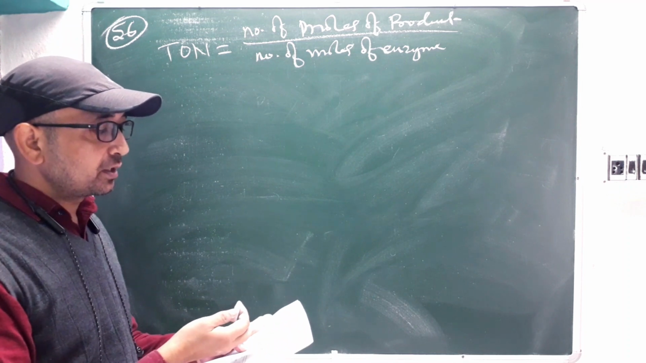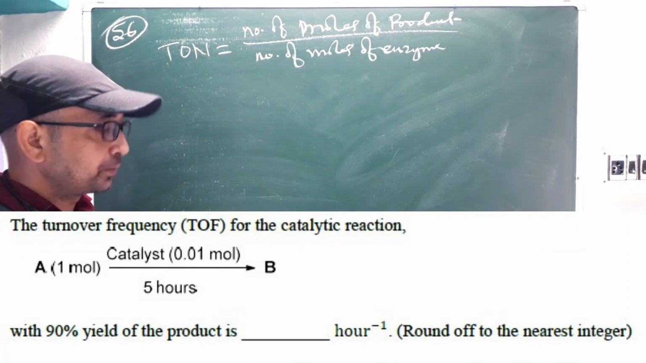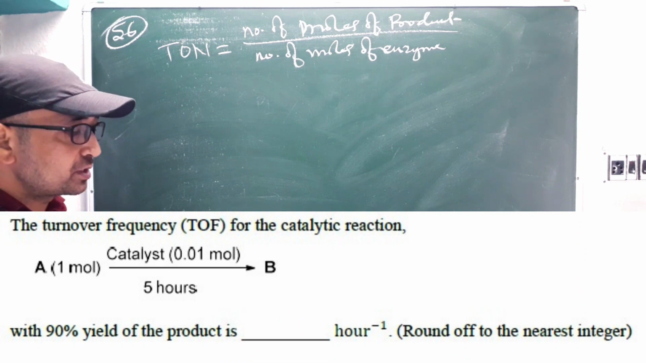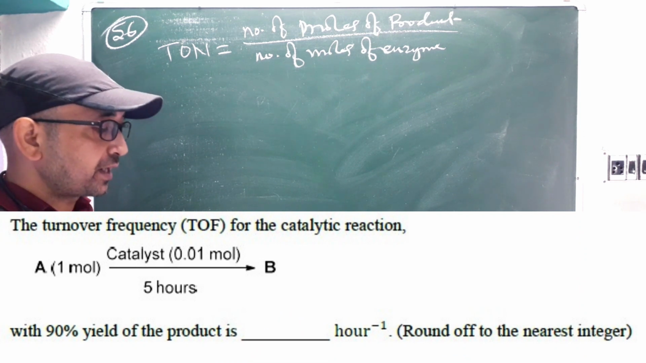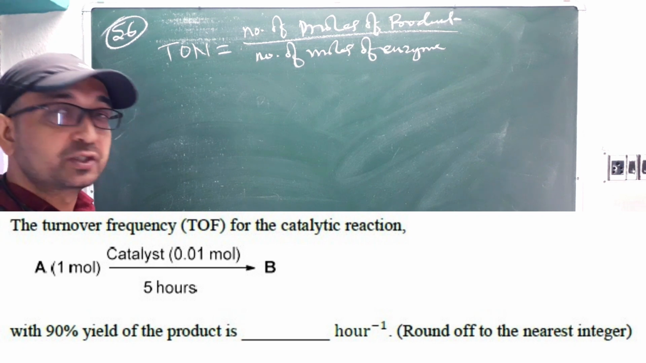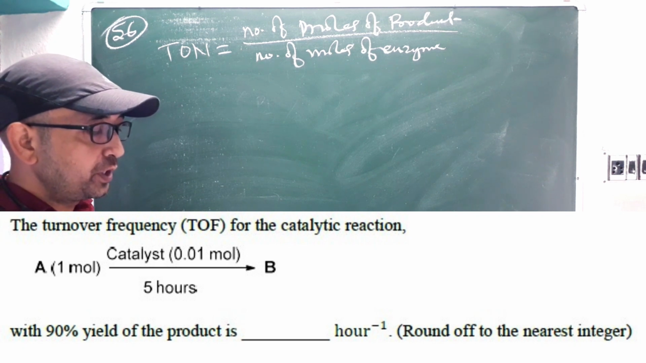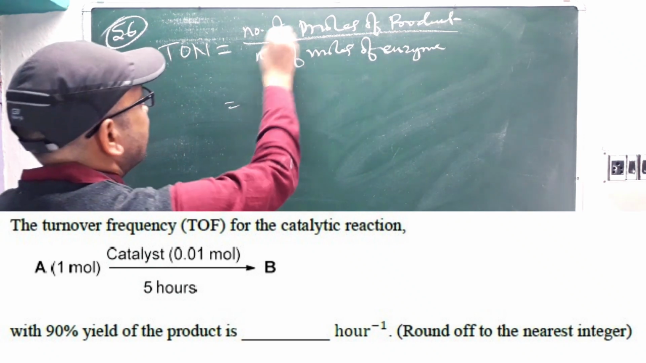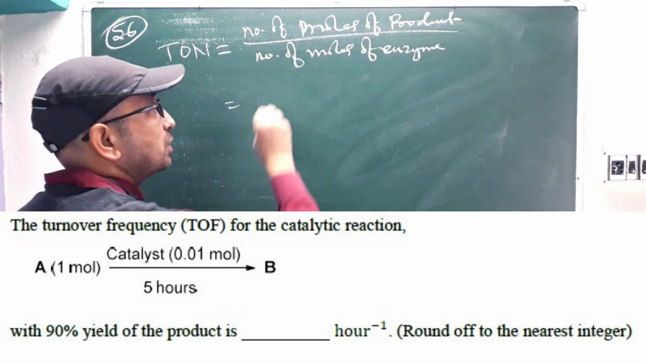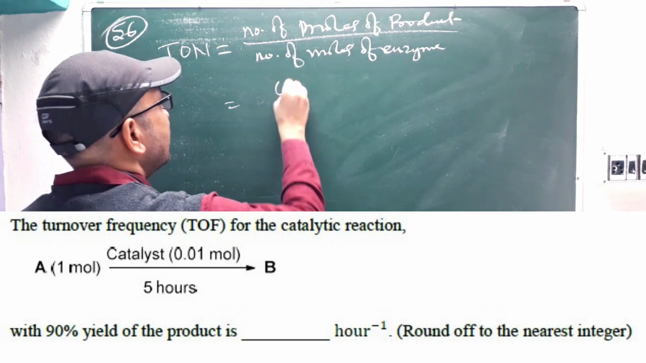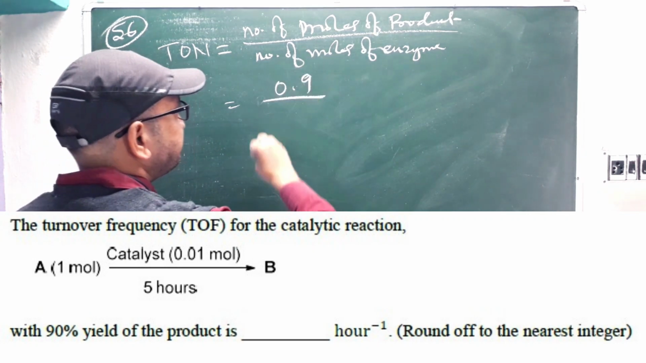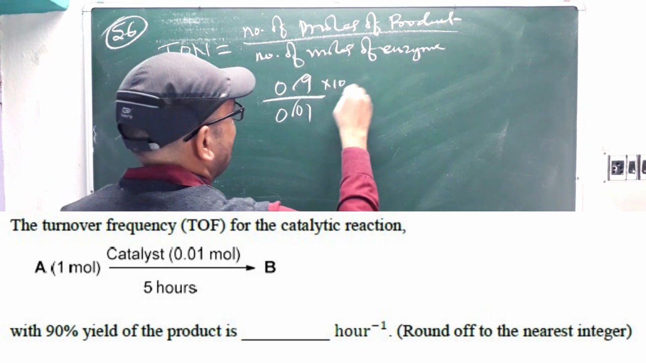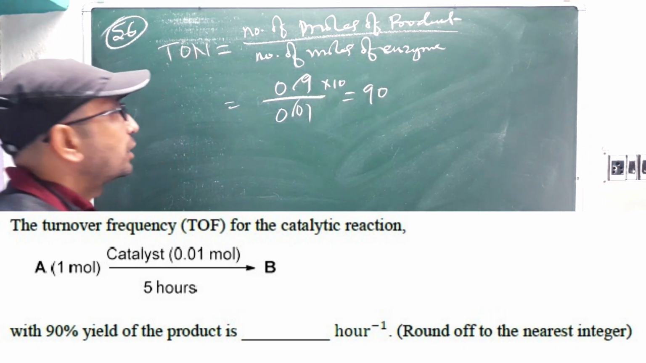You can see the number of moles of product formed is only 90%. 90% means 0.9, because 1 mole of reactant they have taken and product formed is 0.9. The catalyst concentration is 0.01. So 0.9 divided by 0.01 will be 90. Correct, turnover number is 90.